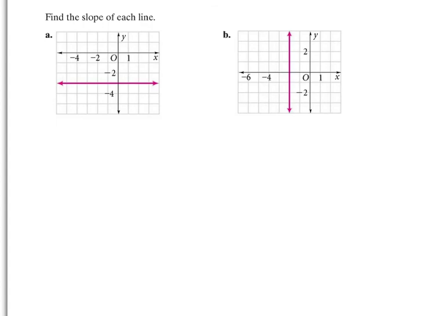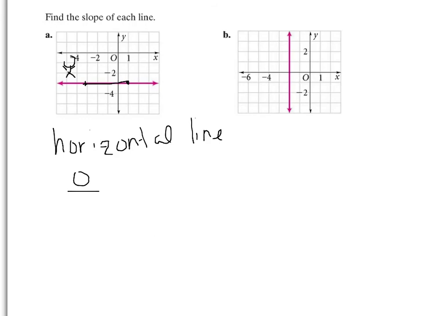Now there are 2 special cases that we look at with slope. We have what's called a horizontal line. And as I look at that line, I kind of think, well, if I were a skier and I got on a horizontal line, that line would actually be 0 fun. I wouldn't go anywhere. The other thing to look at, you pick some points. This has a 0 rise and a run of 4 units. So the slope of a horizontal line is 0.